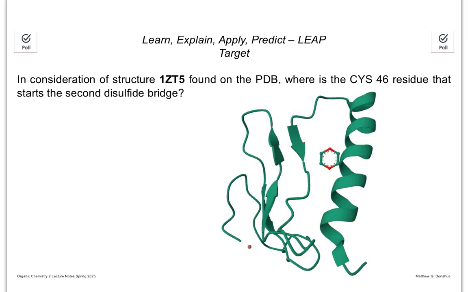So even though this is a target problem, where is the CHE256 residue that starts the second disulfide bridge? Position 46.